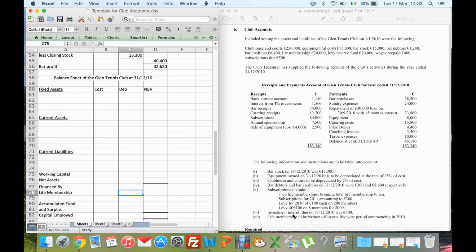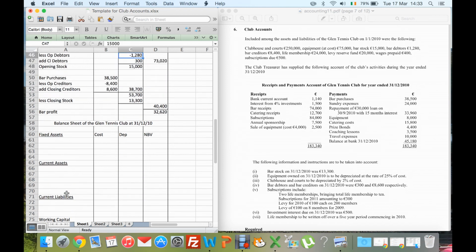And down here it said the life membership were written off over a 5-year period commencing in 2010. So 30 divided by 5 is 6. So we're taking 6 away, so life membership is 24 grand. And now, what do we do with the write-off? Might as well, while I'm dealing with the life membership, I'll deal with that issue. If it was an asset and I was writing it off, then that would be an expense. The write-off would be an expense. Here we have a liability that I'm writing off, so that's actually an income, the opposite of the expense. So I'll put that in here.